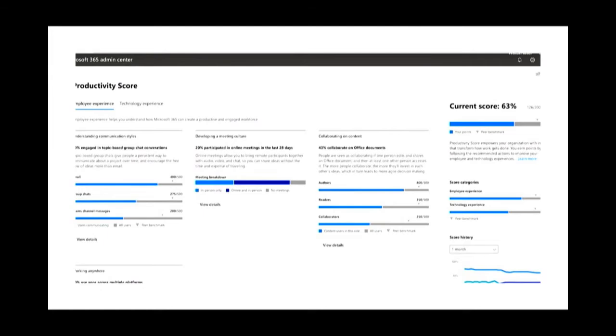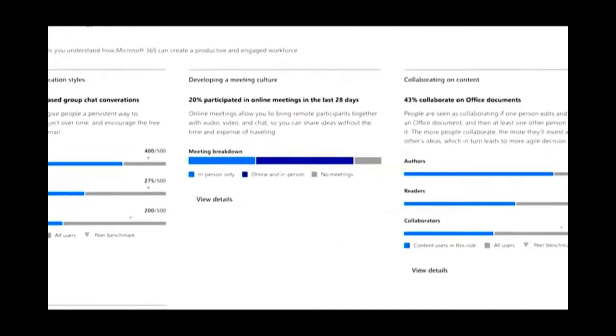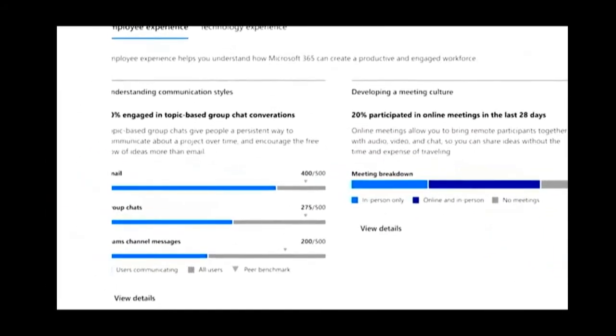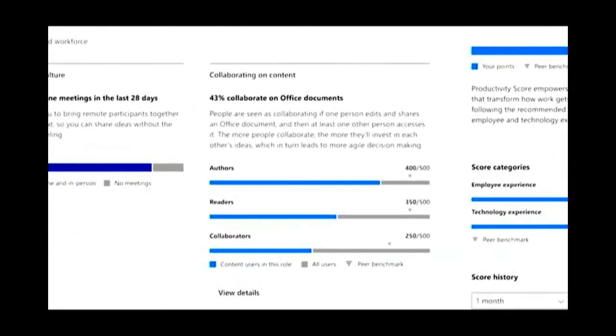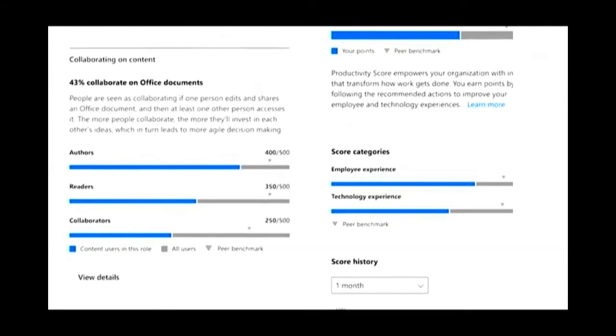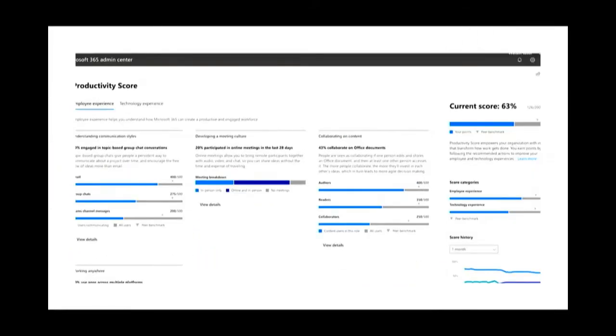This is another example of the analytics we're doing, called the productivity score, on top of it. I don't know if you've been seeing that, but essentially it comes through and says, are we looking at communication styles? How are we doing on developing a meeting culture? How are we doing on collaborating on content? Where are you at and what are you trying to achieve? So we're using that data combined with other data to actually give you this productivity score.